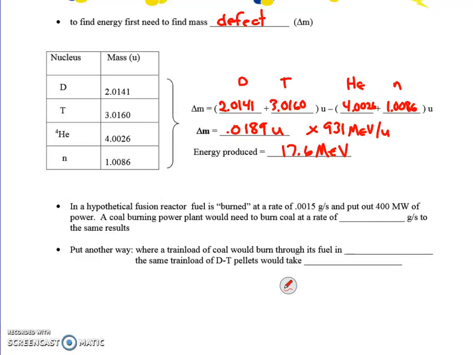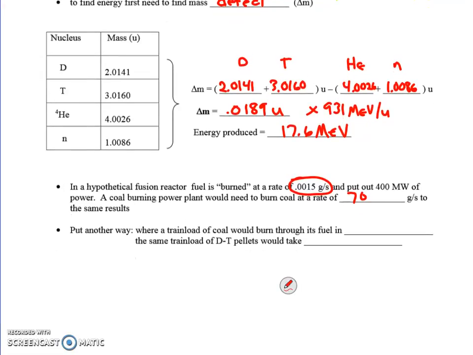If we had a hypothetical fusion reactor that burned at a rate of roughly 15 ten-thousandths of a gram per second, and we want to put out a certain power, a coal burning power plant would need to burn at a rate of around, I think it was 70 grams per second, which is a large amount comparatively. And if we had a train load of coal, that would burn through this fuel in around 1 hour, whereas if we had these pellets of deuterium and tritium, it would take about 7 years.